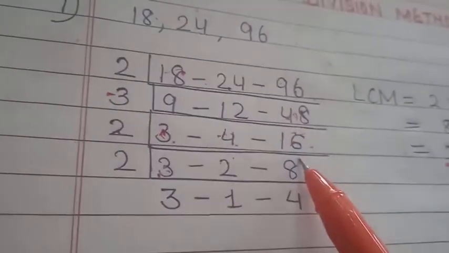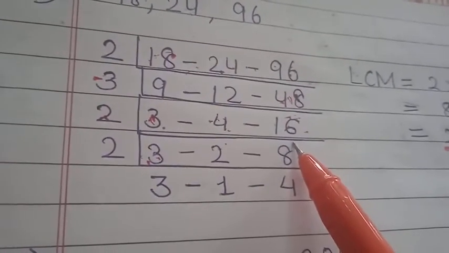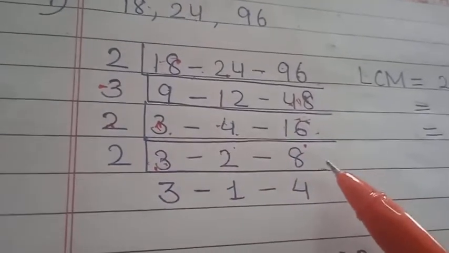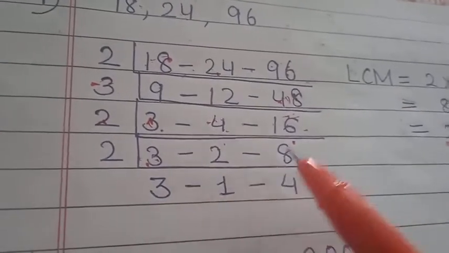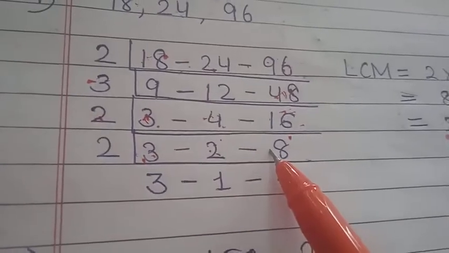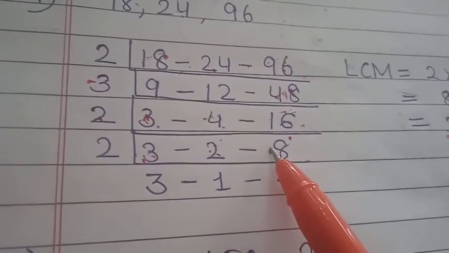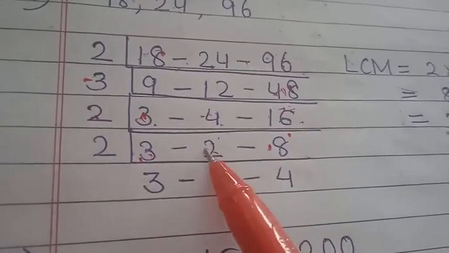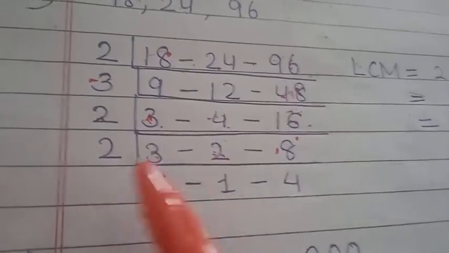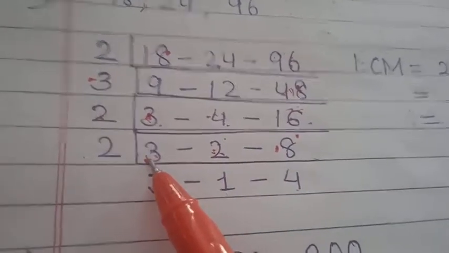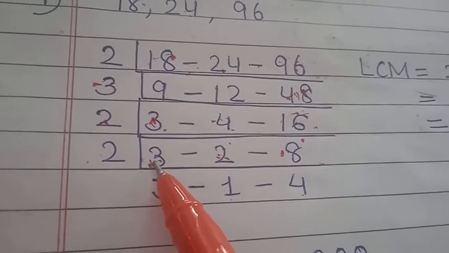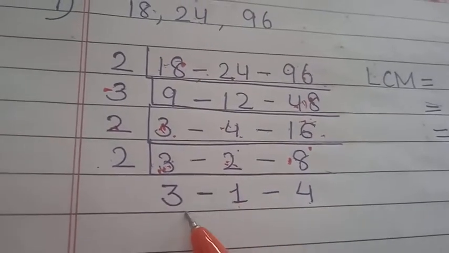Now 3, 2, 8 also do not come in any one table, or it is not getting divided by one number. So what you have to do, choose 2. I think 2 and 8 can be divided by 2. So what should be done? Divide 2 and 8 by 2. So 2 1s are 2, 2 4s are 8. Obviously 3 is not getting divided by 2, so write 3 as it is.